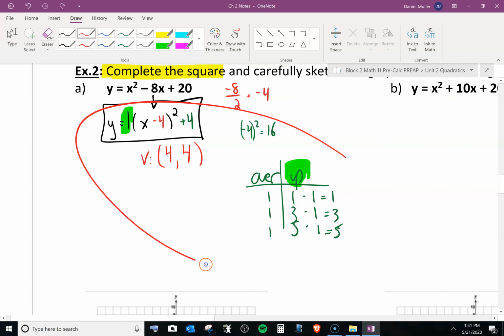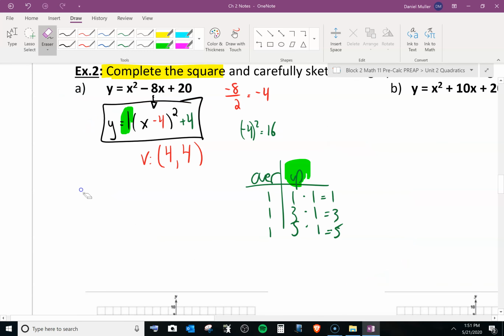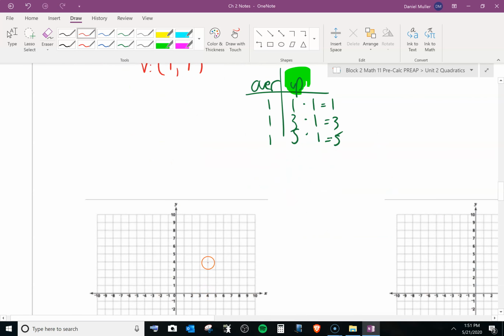So all of this stuff is just like the other questions. The only thing that was different is that it gave us a standard form, and we needed it to go to vertex form, so you need to complete the square. So over 4, up 4, that's my vertex. And then I can go over 1, up 1 on both sides. Over 1, up 1, 2, 3. Over 1, up 1, 2, 3. And if I go over 5, I'm going to go off the graph, so I'm just not going to bother. And you can connect the dots.